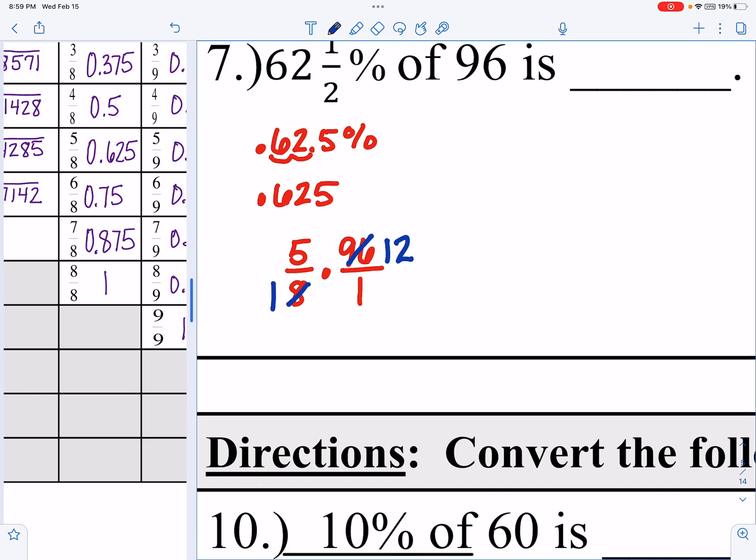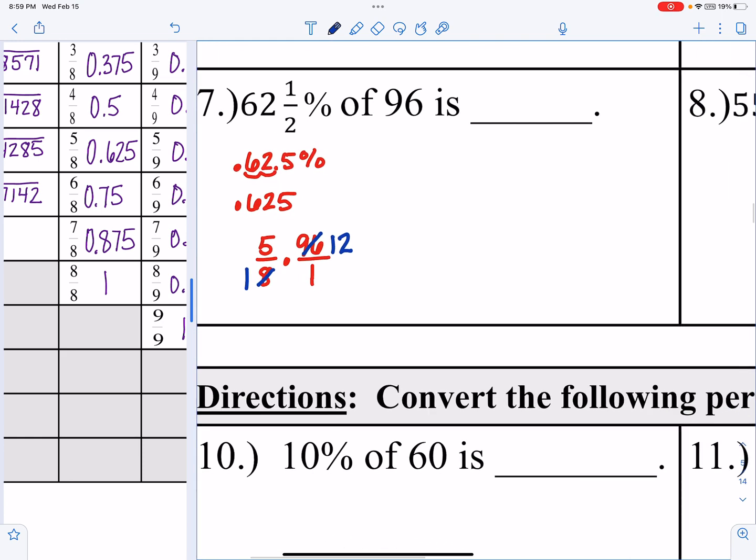If you think about this now, basically what we did was 96 divided by 8, and that tells us what 1/8 is. And so 1/8 is 12, but we actually have 5/8. So we're going to do 12 times 5, and we get 60. And so 5/8 of 96 is 60.